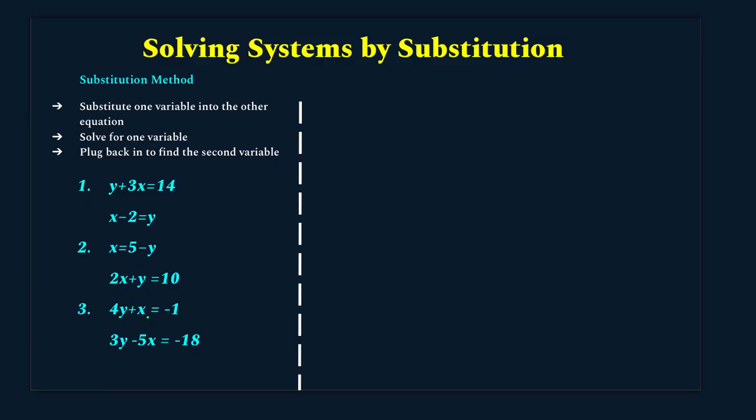Let's get started. When we say substitution, that means we're going to substitute one of the variables, either x or y, into the other equation. Then we're going to solve for that variable, and then at the end we're going to plug in our solution to one of the equations and then solve for the second variable. In here we have the variables x and y, and we're looking for that ordered pair as our solution. Let's get started with our first example.